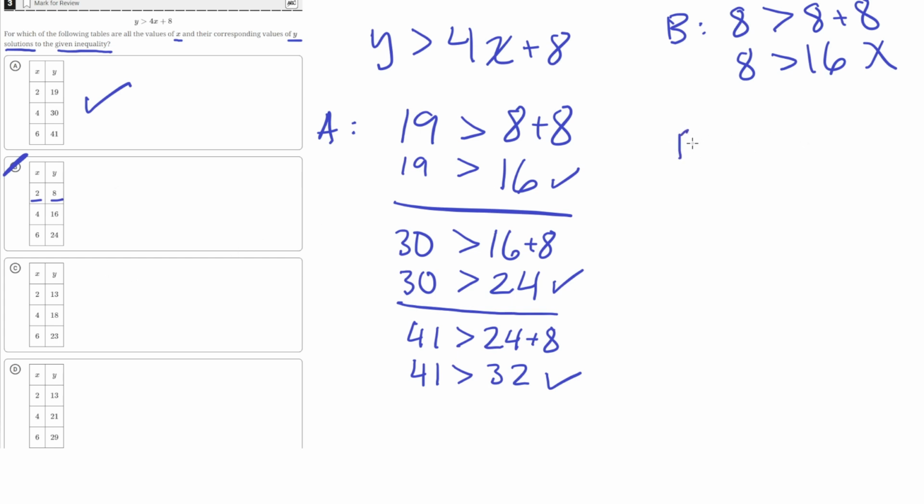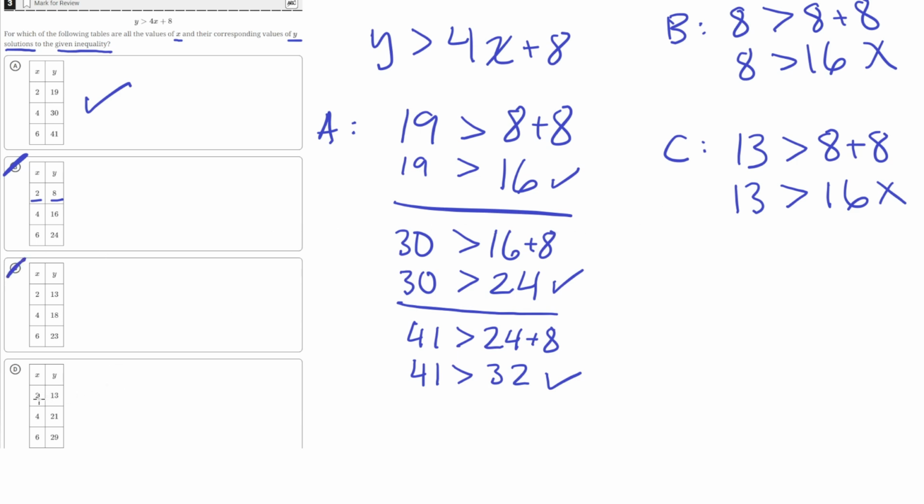Then for answer choice C, we're given that x is 2 and y is 13. So 13 on the left side, and that is greater than 4 times 2. 4 times 2 is 8, plus the 8. And so we're left with 13 is greater than 16, which is also incorrect. So that means C is incorrect.